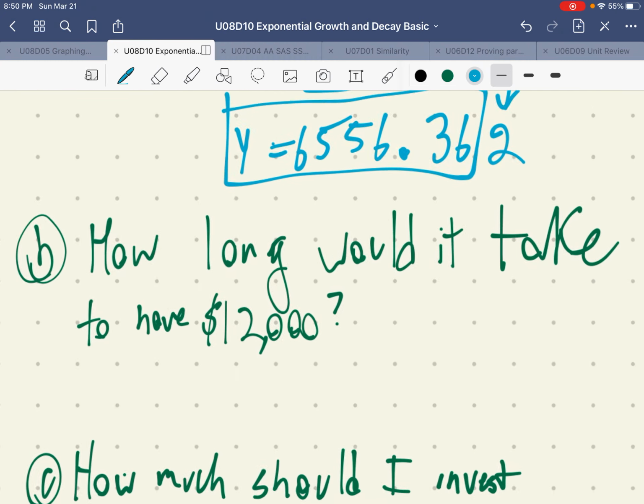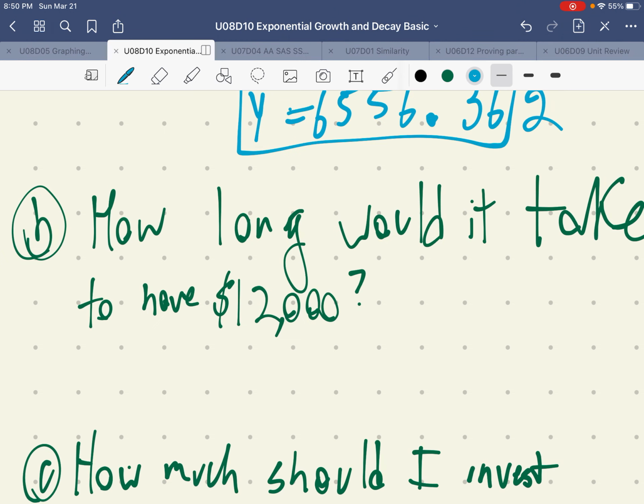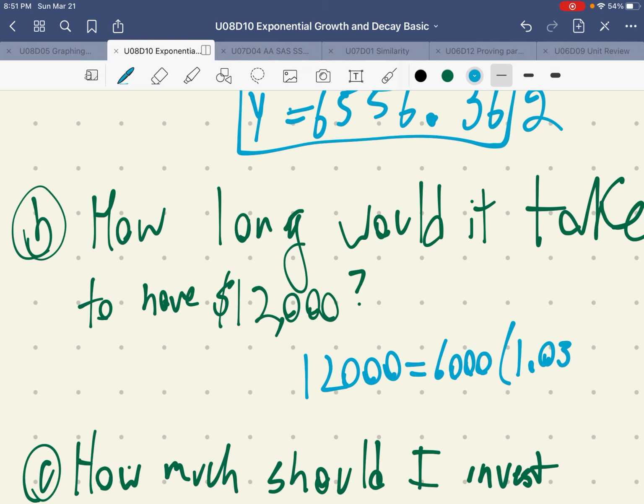All right, how long would it take to have $12,000 in our account? Well, in this case, we're not trying to find how much we'll have. We know how much we'll have. We'll have $12,000. We're starting with $6,000. We're going to multiply by 1.03 to the x power. We don't know for how many years we're going to need. This is actually going to be some sort of decimal amount, some arbitrary number of years.